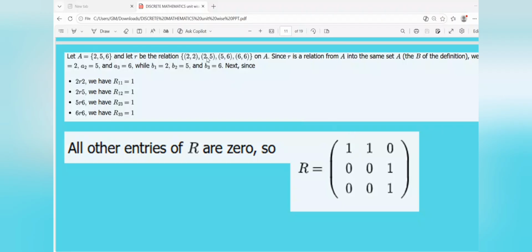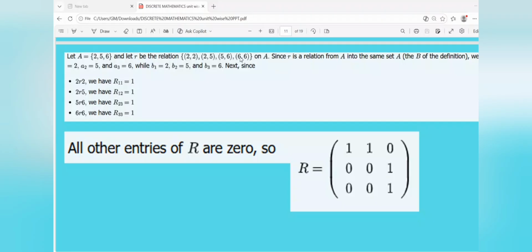So next you see (2, 5). So A1 is 2 and B2 is equal to 5. So this is A1, B2: first row, second column. So it is 1. Similarly, you take (5, 6). What is the 5 value? 5 value is A2. And what is the 6 value? 6 value is B3. So A2, B3, that is second row, third column. Can you follow? Right.